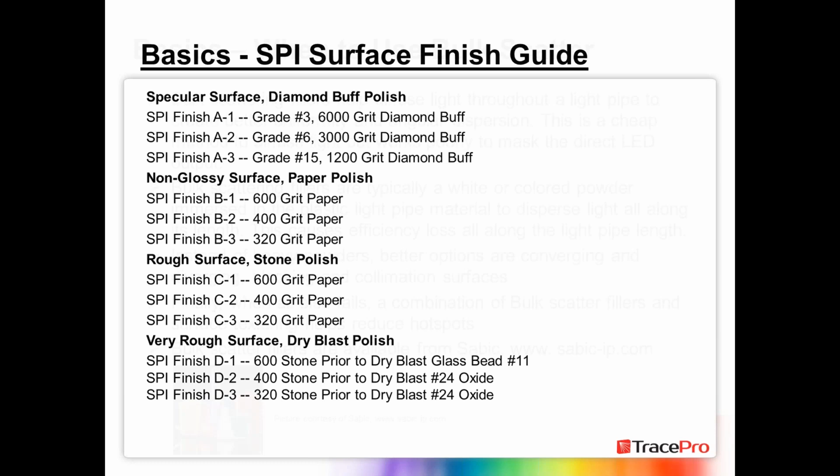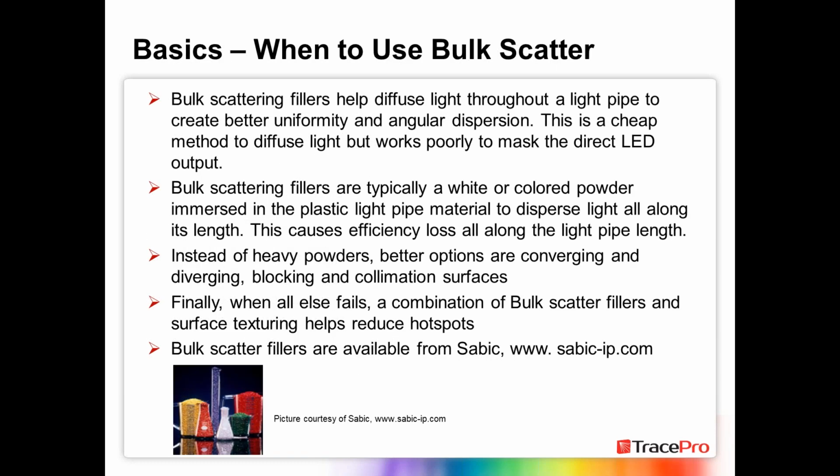This is their guide. Well, there's another way of getting light to start scattering all around, and that's using bulk scatter fillers. These help light diffuse all the way through a light pipe because these little fillers are little scattering surfaces throughout the media. As light hits them, it scatters all through the light pipe. This is a cheap method to diffuse light, and it works poorly to mask a direct LED output, but it does make the light bulk scatter all the way through your light pipe. These fillers are typically a whiter colored powder, so you can get a different coloring.